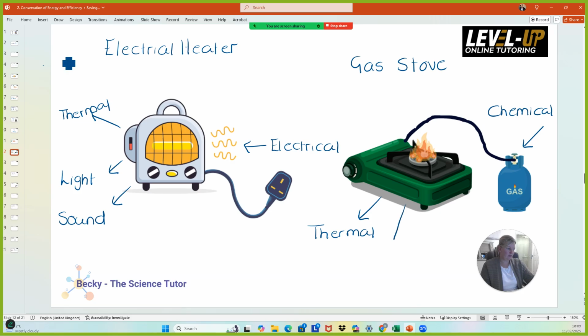There are two kinds of heaters basically, but I put the gas to see if you'd identify. Okay, so we've got very similar. Same again for me, guys: identify which is the useful and which are the wasted. Which is useful and which is wasted?